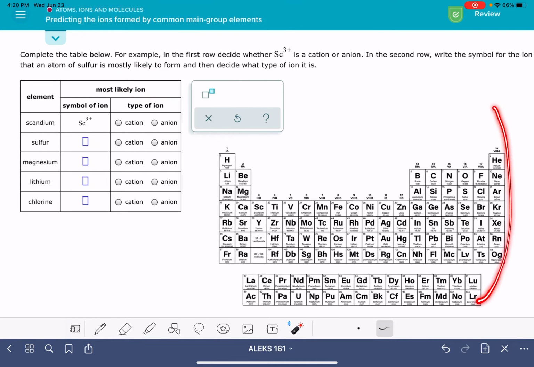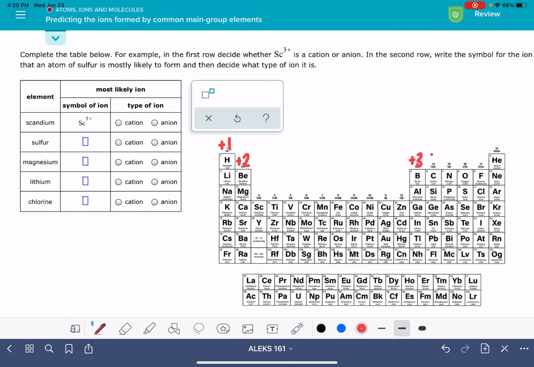To do this, it's handy to refer to a periodic table, so I have one pasted here on the screen, and then to keep in mind that we do have some trends on the periodic table. For example, all of the elements that are in column 1A tend to form +1 ions, 2A they tend to form +2 ions, and 3A tend to form +3 ions.